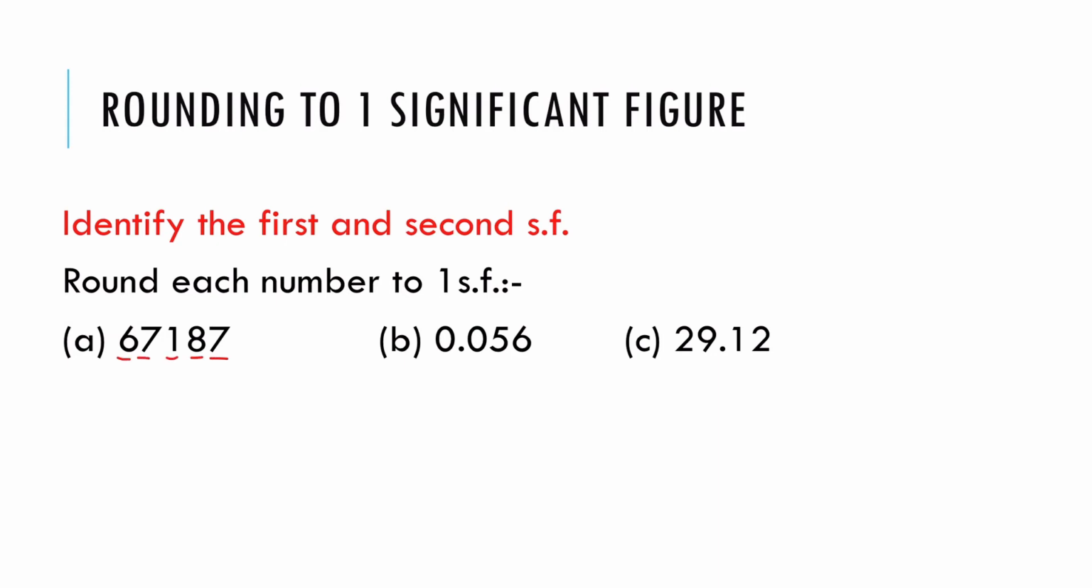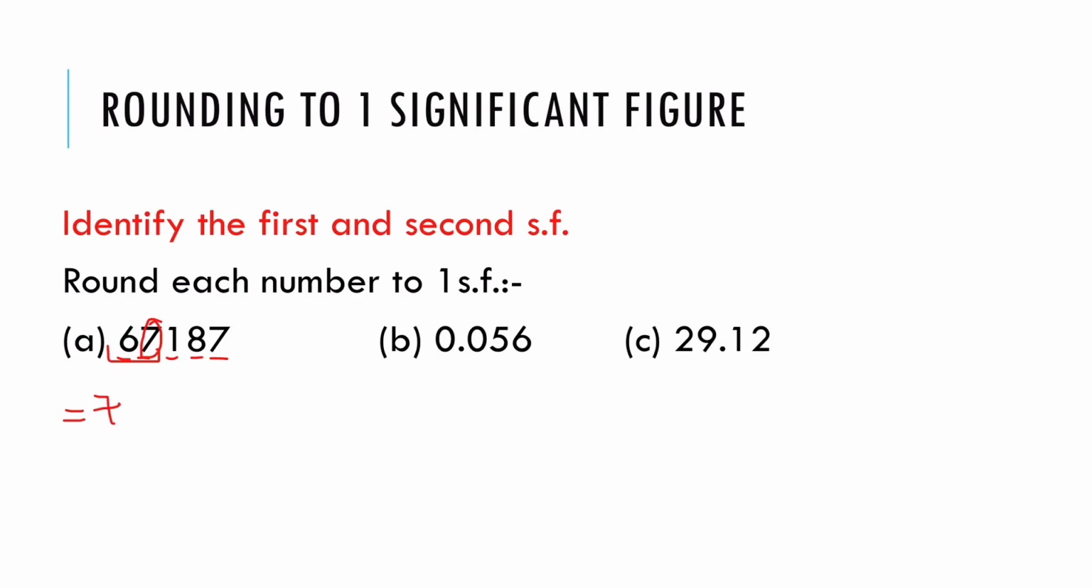Our first and second are these two here. So we only want that to have one significant figure. We have a 6 at the start, that is our first significant figure. The 7 is going to tell us whether we have to round up to a 7 at the start or whether we keep it the same. Since 7 is greater than 5, we change this 6 at the front to a 7.